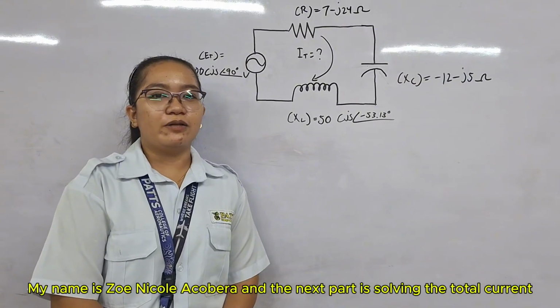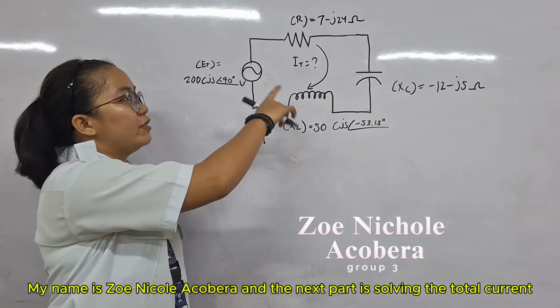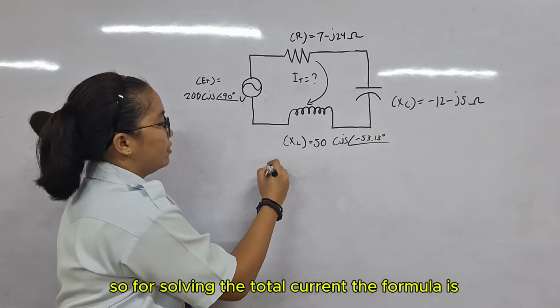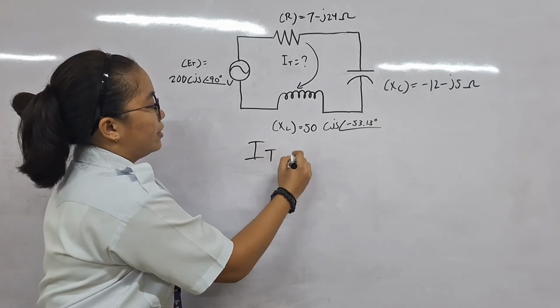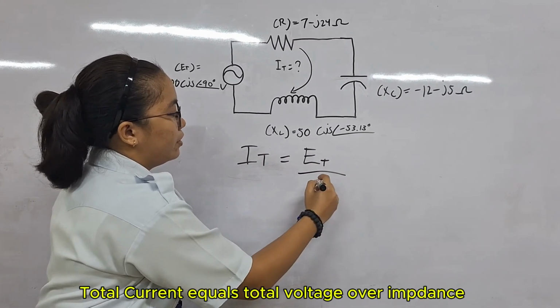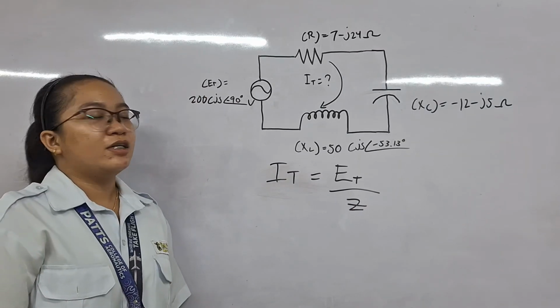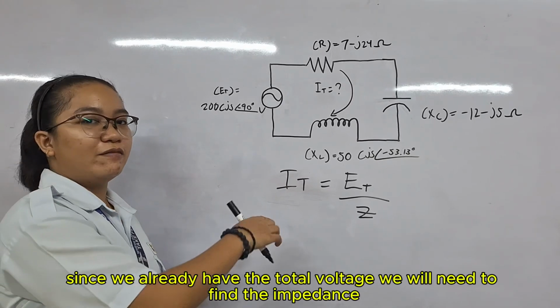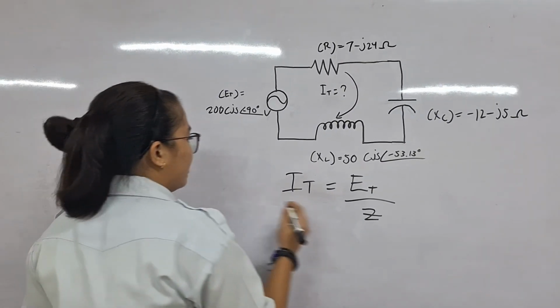My name is Joey Acopera, and the next part is solving the total current. For solving the total current, the formula is total current equals total voltage over the impedance. Since we already have the total voltage, we only need the total impedance.